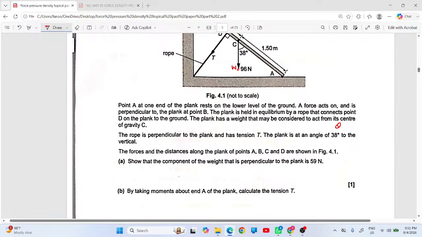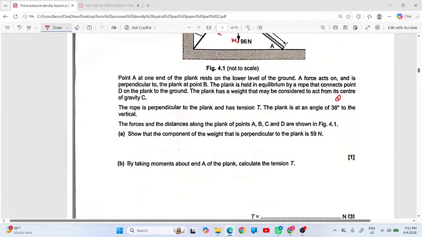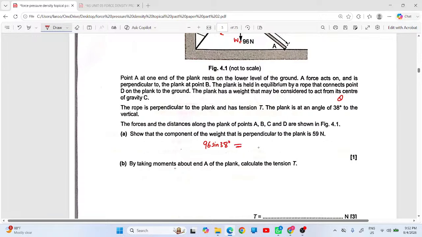शॉर्टकट क्या होता है. The component of the weight which is perpendicular to the plank is 59. ओके तो इसको हम करते हैं, क्या फॉर्मूला लगेगा, the weight is 96 साइन 38 डिग्री. सो ये आसान है, चेक करें. 59 Newton. Okay.